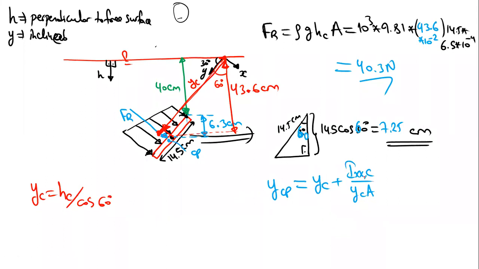So with this one, you will find the YC and IXXC. I don't need to write it again, but it is 1 over 12, and then you will have the H coordinate, which is 6.5 multiplied with 14.5 to the power of 3, and the area is 6.5 multiplied with 14.5, and the YC coordinate is again that HC, which is 43.6 divided by the cosine 60. Okay. If this is okay, then you can tell me the value of the YCP, and we finish this example. So you will just add this. You will find this equation here.